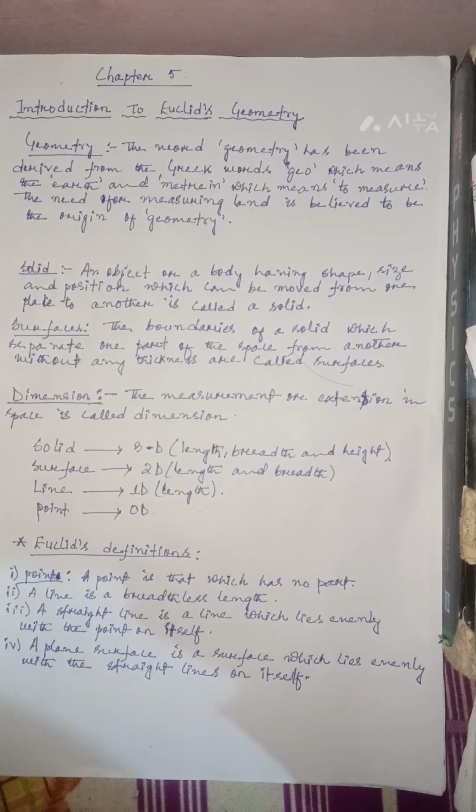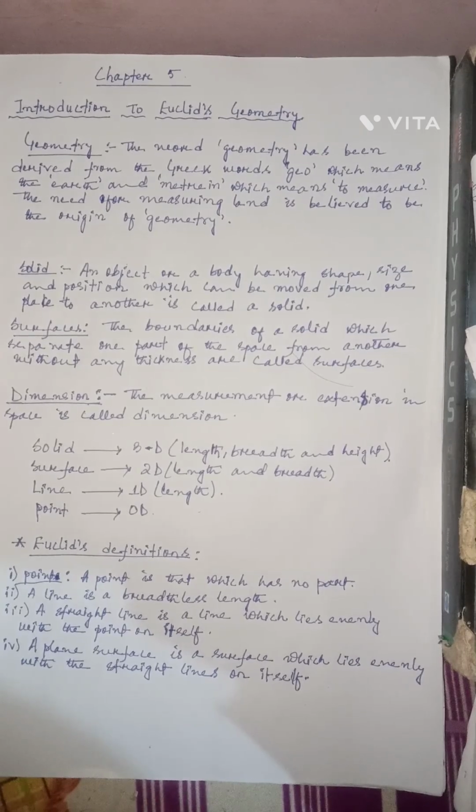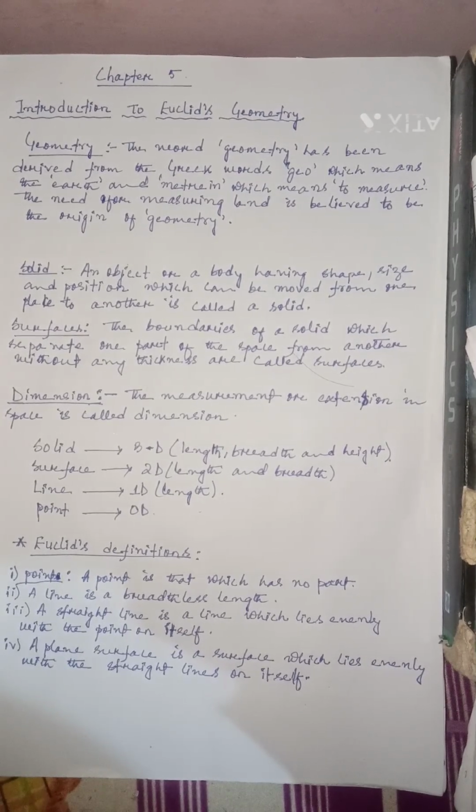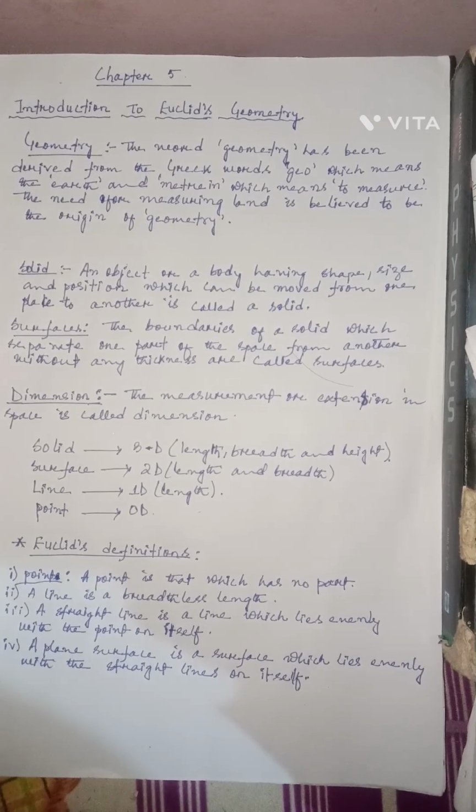Then let us move to the third, which is surface. What do we mean by surface? It is the boundaries of a solid which separate one part of the space from another without any thickness. Surface means the separation between two layers or two spaces without any thickness. Such kind of separations, we call a surface, all right?